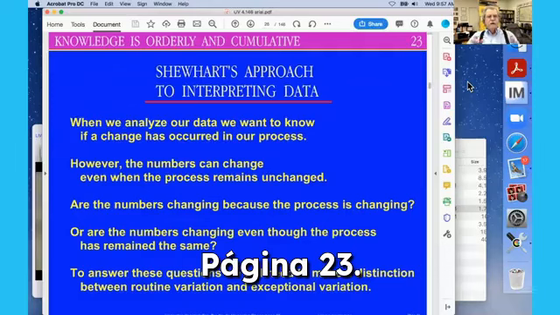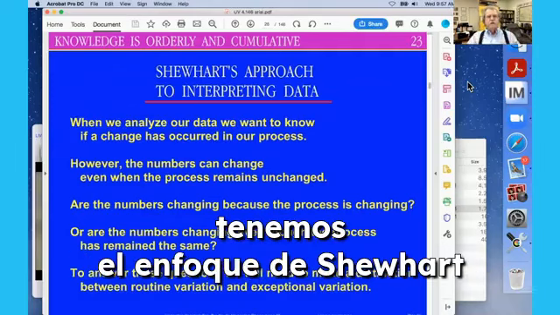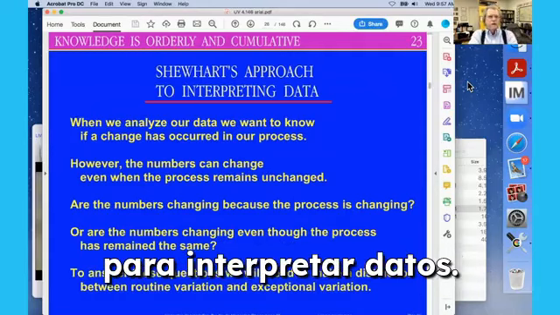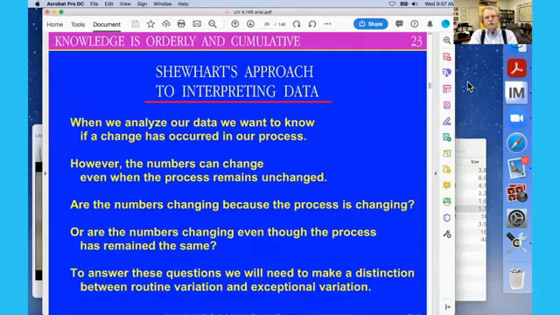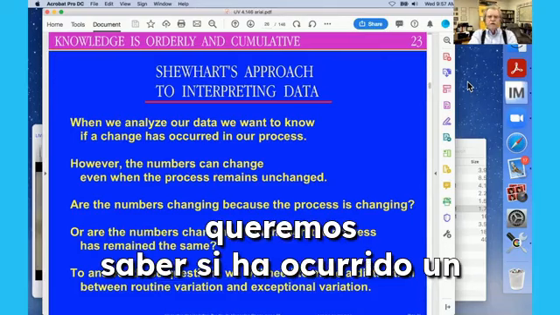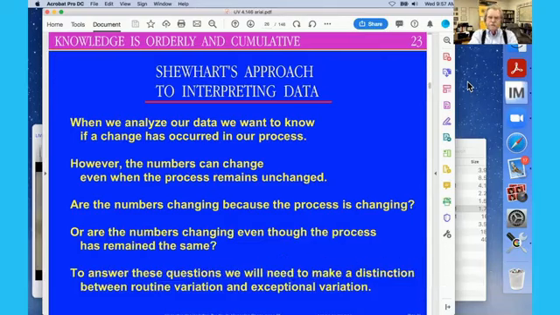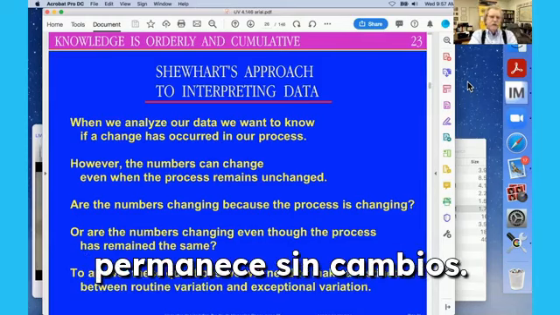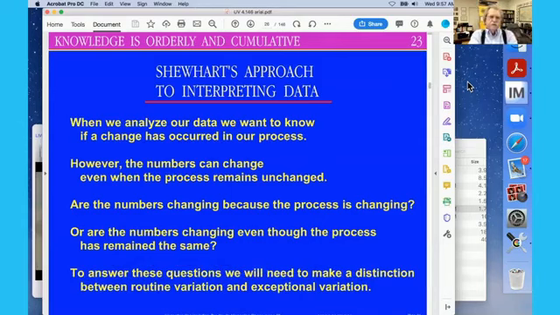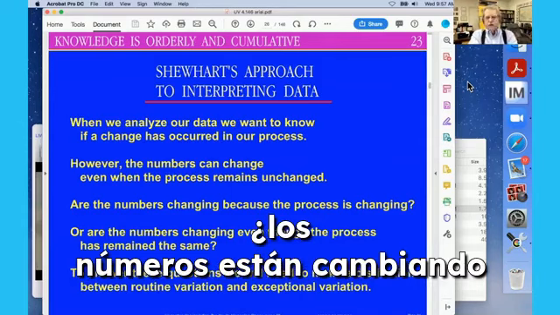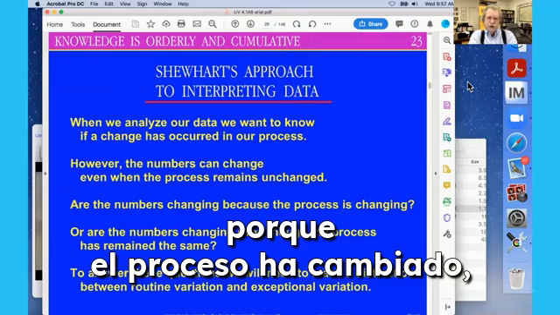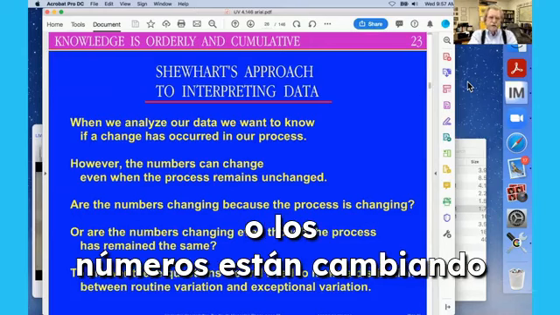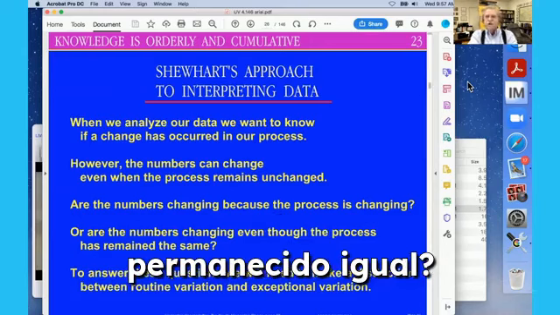Page 23. In contrast to all of this, we have Shewhart's approach to interpreting data. When we analyze our data, we want to know if a change has occurred in our process. But you see, the numbers can change even when the process remains unchanged. So, are the numbers changing because the process is changing? Or are the numbers changing even though the process has remained the same?